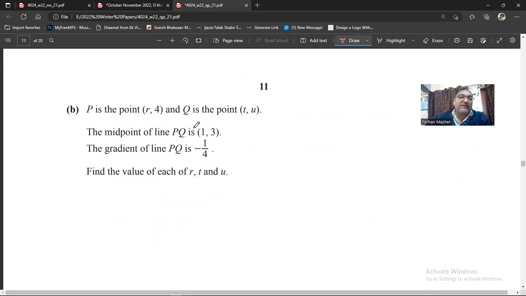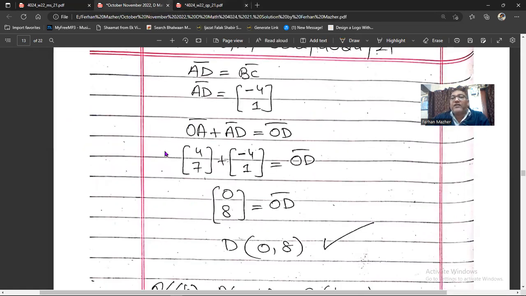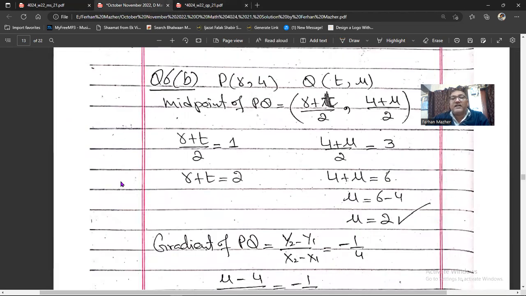So here we have been given the midpoint of PQ. I know the coordinates of P are this, and the coordinates of Q are this. The midpoint formula is (x2 plus x1) divided by 2, (y2 plus y1) divided by 2. So it will be (R plus T) by 2, and (4 plus U) by 2. The coordinates of the midpoint are already given. They are (1, 3).